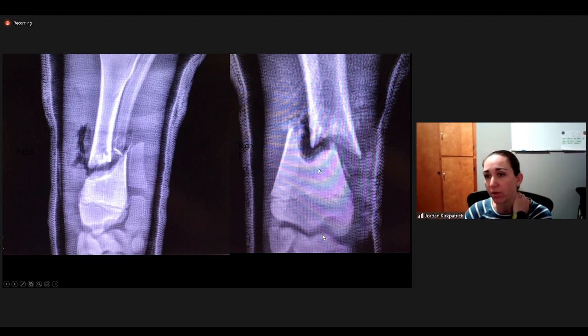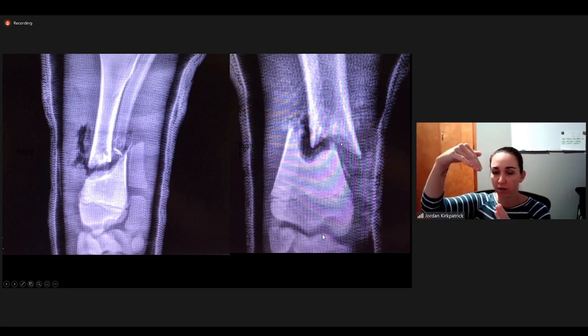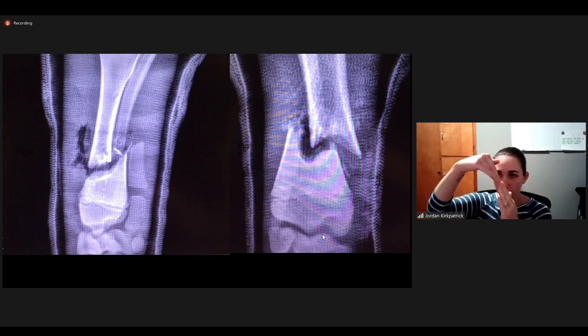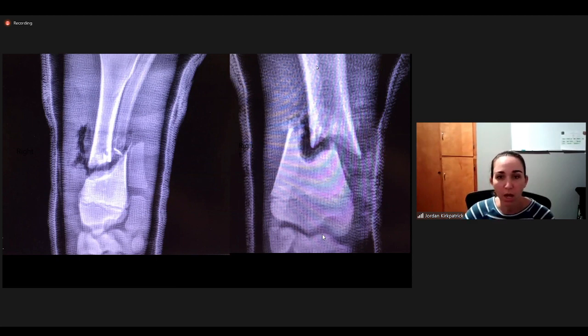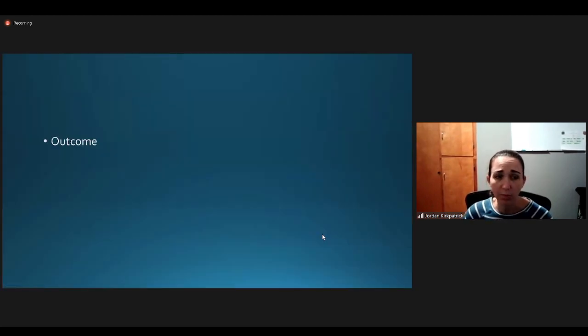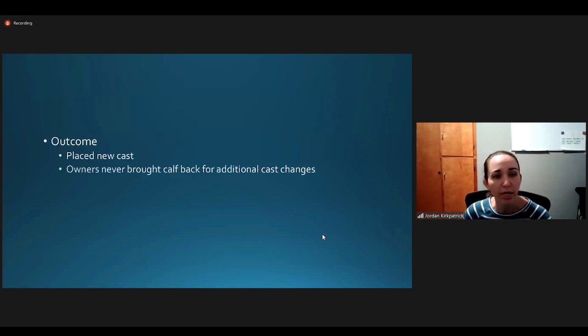And so this is that risk I was talking about of just putting a cast on. It doesn't prevent the 2 pieces of bone from going down on each other every time she took a step, which is why we wanted to put a transfixation pin cast on to try to prevent some of that compressive and concussive forces. So this is what happened with her leg. The owners still didn't want to spend a lot of money, so we put a new cast on, and she never came back for any rechecks or additional cast changes.